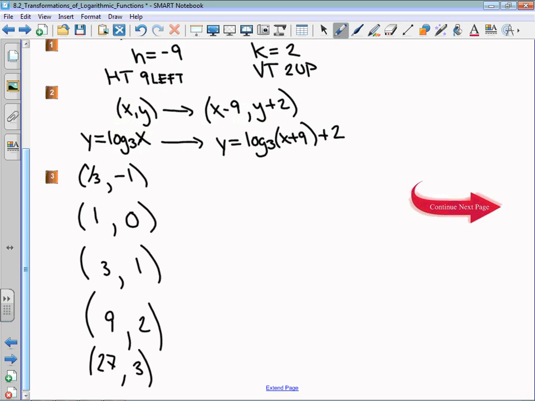Now, the best way of generating those points is to switch y equals log base 3 of x into 3 to the power of y is equal to x. And then essentially I'm just putting integer values of y in and seeing what x is going to be.